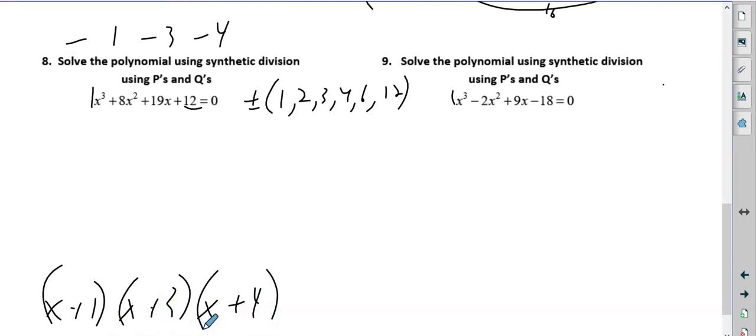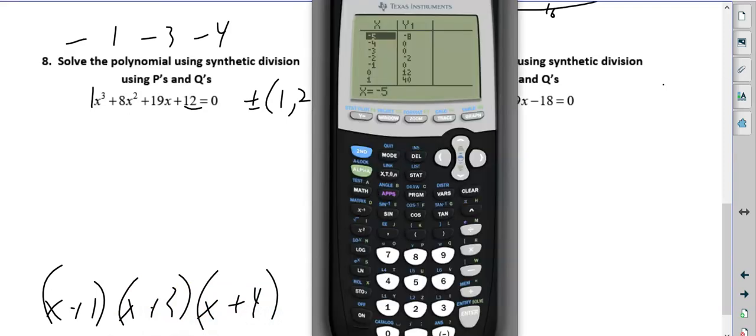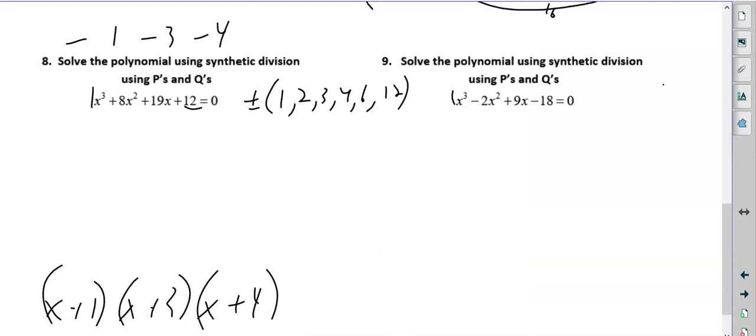Okay? But we still want to double check it. So when we hit graph on this one, you'll see all 3 on the left side. But we still need to do the math for it. So we can pick any number we want. I'll put negative 1 in here because it's kind of the easiest.